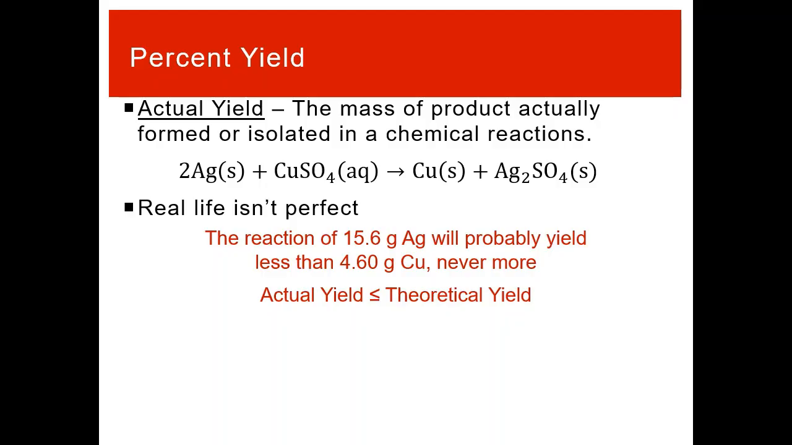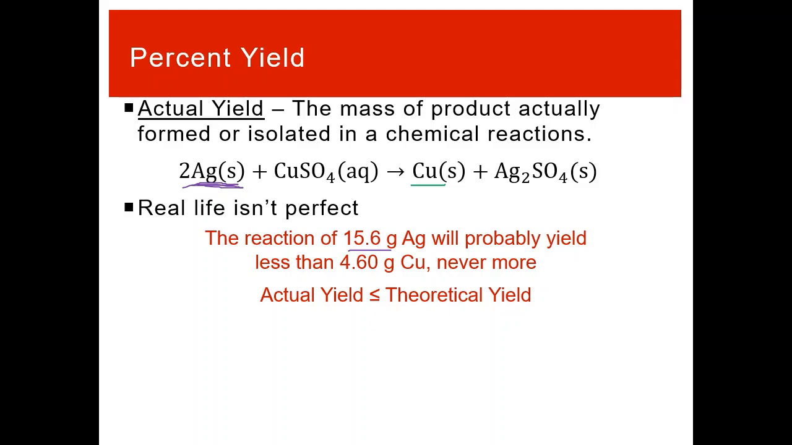So actual yield is the mass of product actually formed. Actual yield reflects reality. This is what you obtained in real life. So if you did this reaction, 15.6 grams of silver was the number that we chose. So say you put in 15.6 grams right here. Theoretically, you can make 4.6 grams of copper. You can never make more than that.